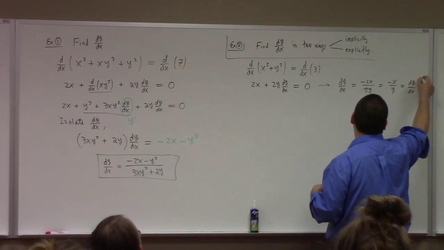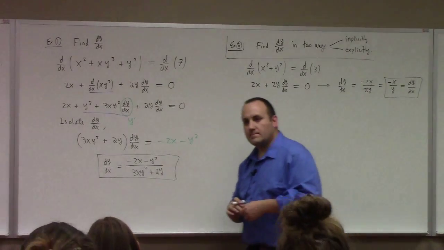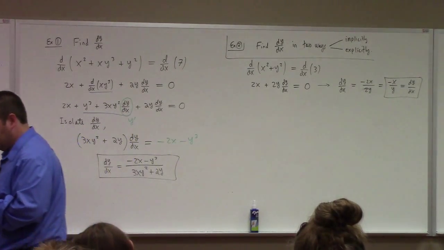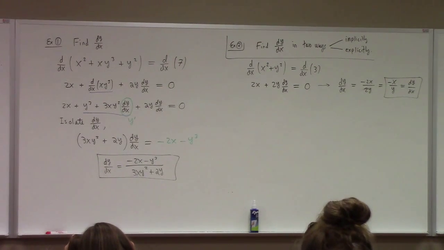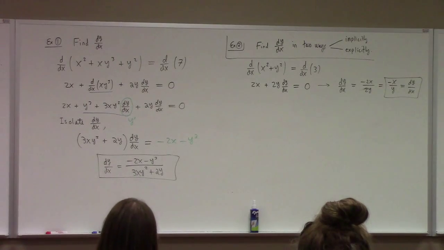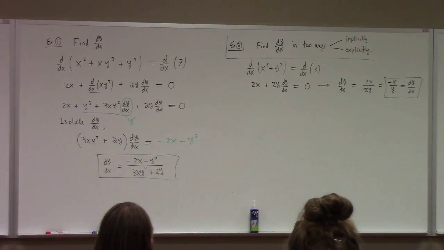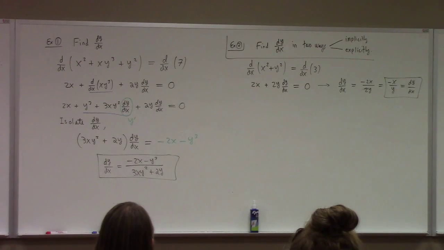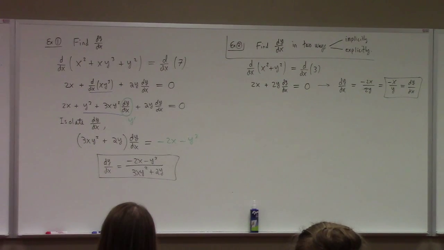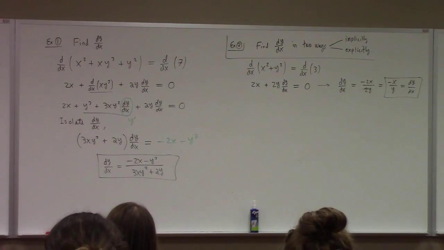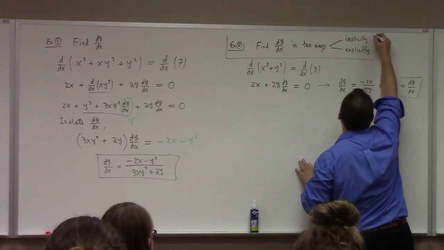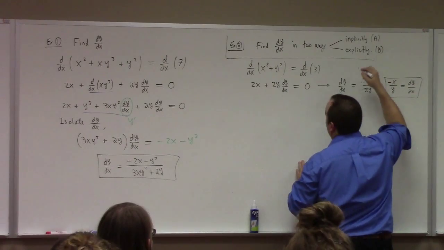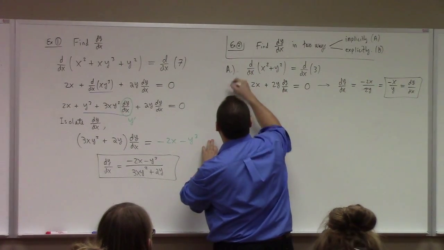Let me just write it over here again, put a box around it, and there you go. Now, wait till you guys are caught up with me here. How would I do it explicitly? So let's say implicitly was part A, and this will be part B. So that was part A. It's part B.